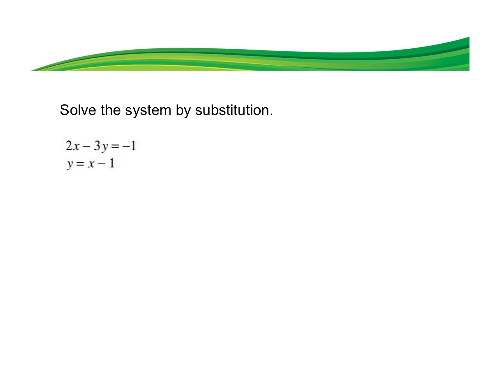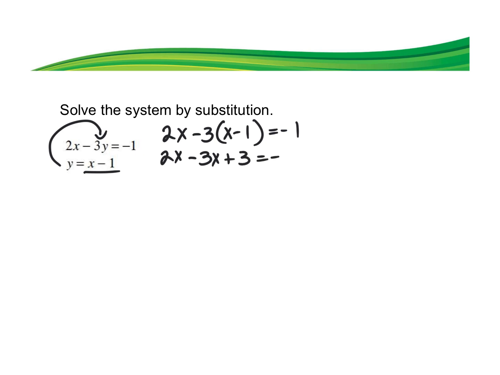So now we're going to plug the second equation into this y because it's in y equals form. So we get 2x minus 3. Now remember, this y in its entirety is x minus 1. Because this y is completely x minus 1, we're going to have to plug it in like this: 2x minus 3 times (x minus 1) equals negative 1. Then I'm going to go ahead with 2x, and then I'm going to have to distribute, minus 3x plus 3 equals negative 1.